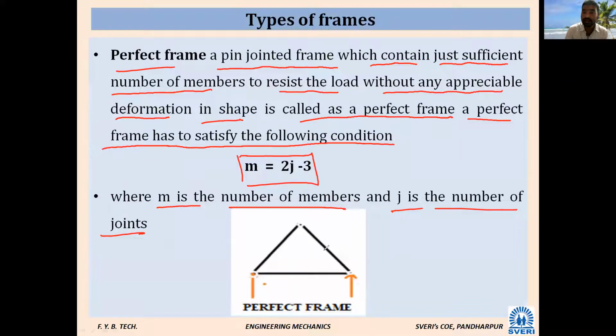This is a perfect triangle. The triangle is the perfect frame. How many members are there? 3 members. How many joints are there? 3 joints. J is equal to 3. So 2J minus 3: 2 into 3 is 6, 6 minus 3 is equal to 3. So M is equal to 2J minus 3. It is holding. So this is a perfect frame.